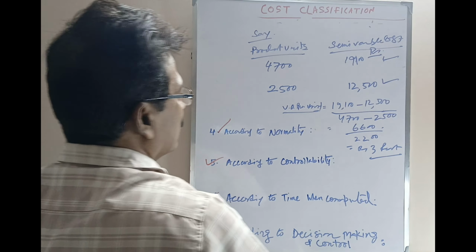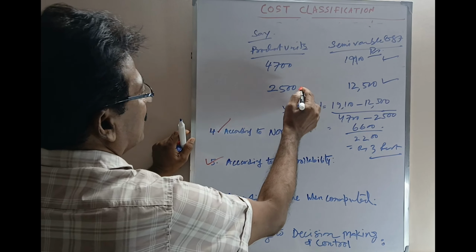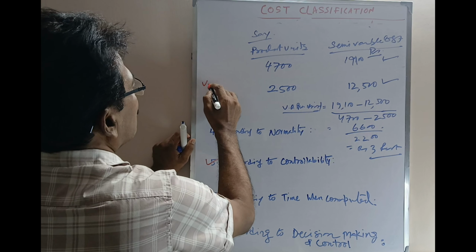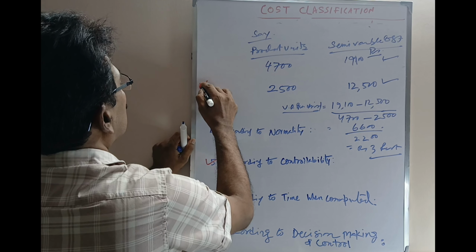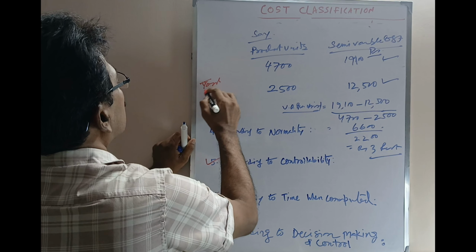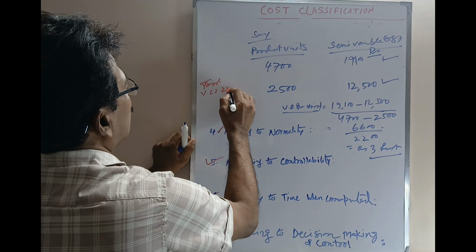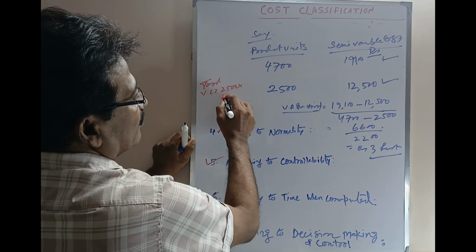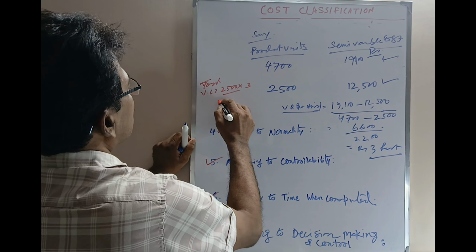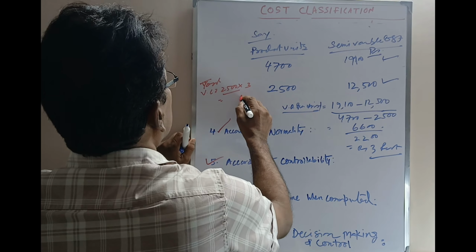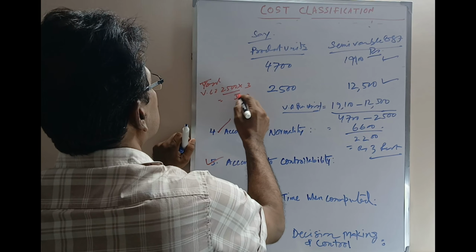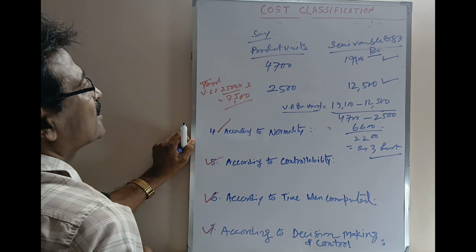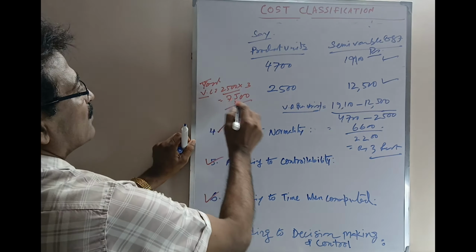This applies anywhere. So the total variable cost is 2,500 units into 3, applied at any level, either this level or this level. That is 7,500, the total variable cost.